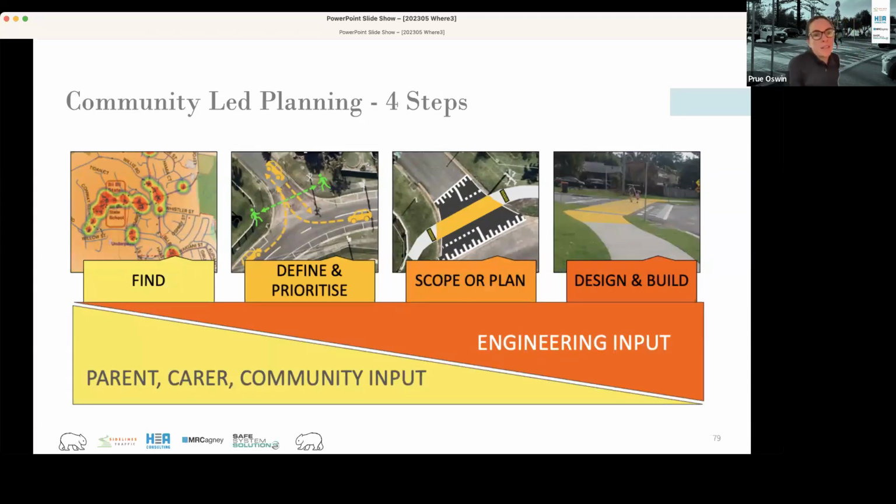So we'll go through a case study of community-led planning in 4 steps. We're mainly today talking about finding where we need crossings, defining and prioritising what the issues are, and often we go through those sustainable safety principles when we do that. We won't go so much into scoping or planning or designing today, but you can see from this image that we go from being parent, carer, community input kind of dominated, and then the engineering takes over in the second half of the program, really. That's when they look at solving those problems after we know what the problems are.